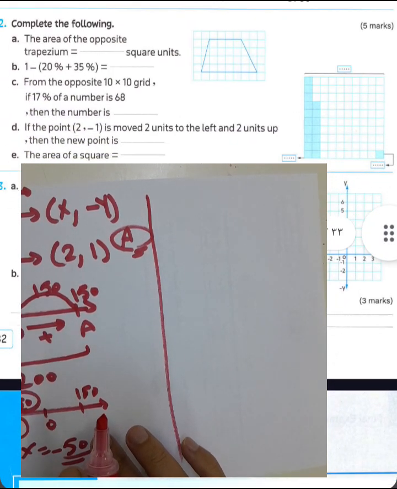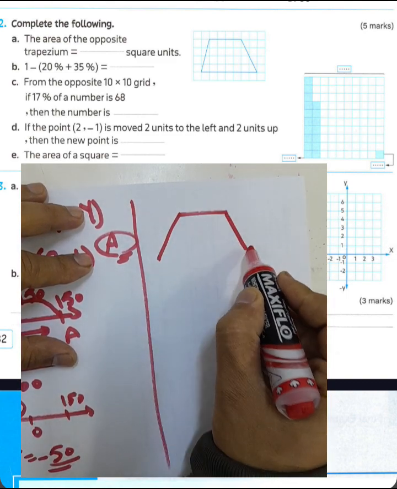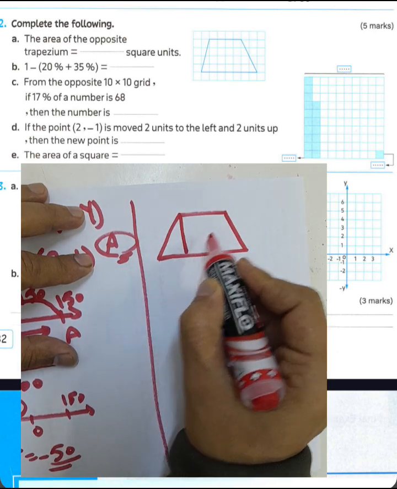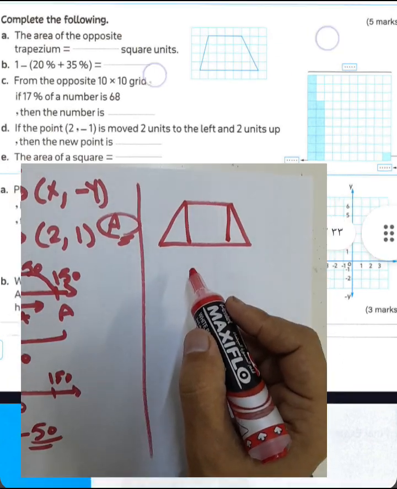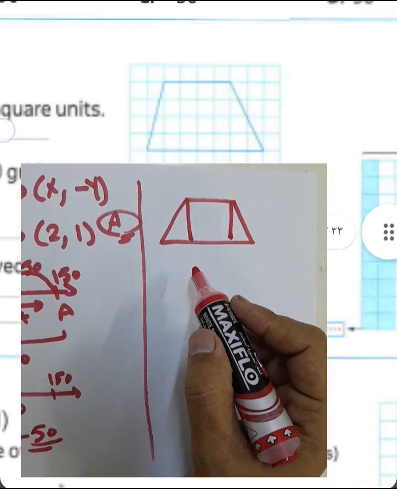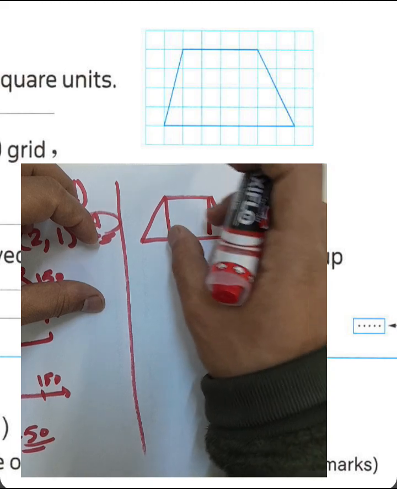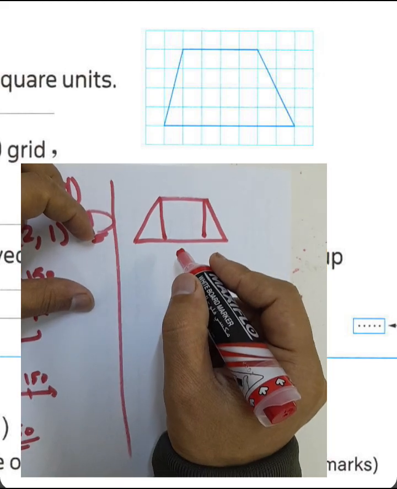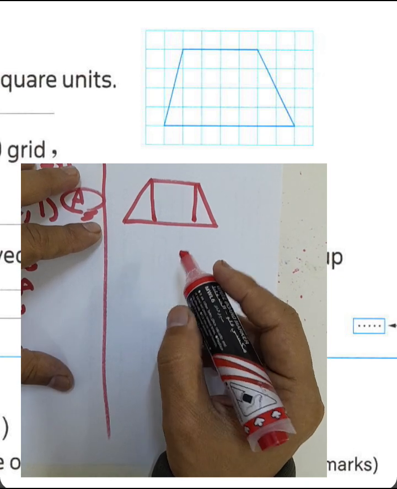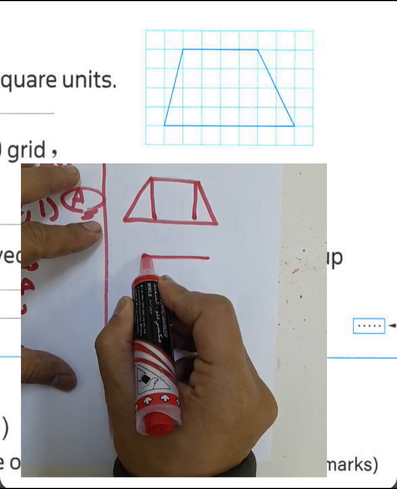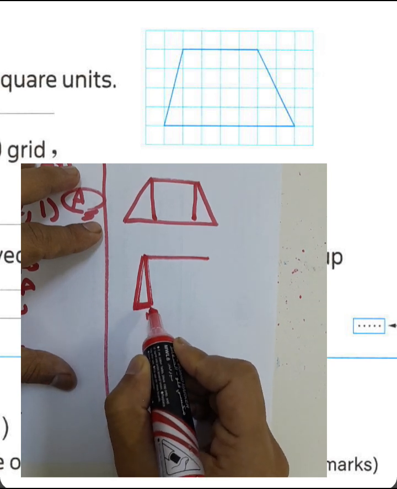The area of the opposite trapezium: we can divide it into 3 parts, find the area of each part, and then sum the total. Or you can use the rule, half times the sum of the 2 bases times the height. First, from this drawing, we have 1 unit in the space. You draw here the smallest part, which is 1 unit.